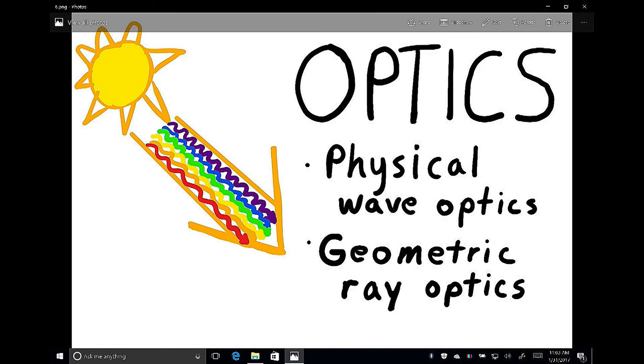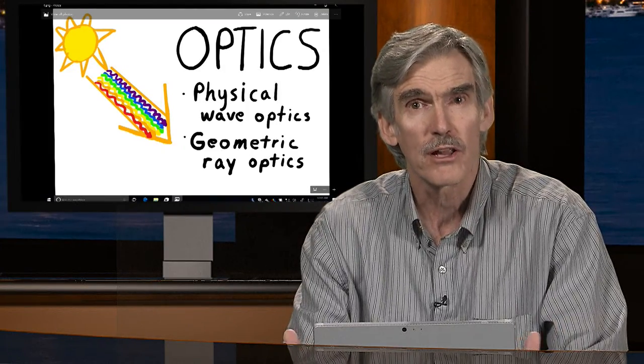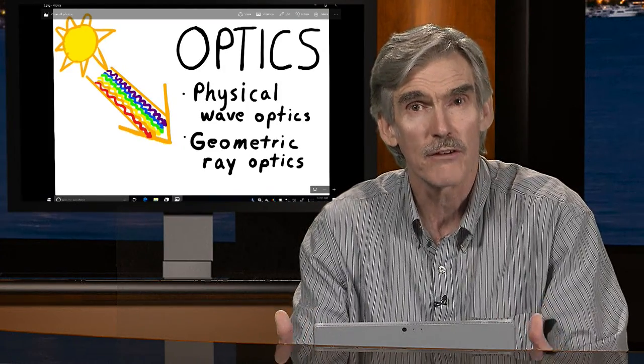What is optics? Well, optics is a branch of physics where we study the characteristics of light. What causes light? How does light behave? And then we also study the devices that we invent or create to manipulate light, such things as lenses and prisms and scopes and optical fibers. All of those things are developed through the study of optics.